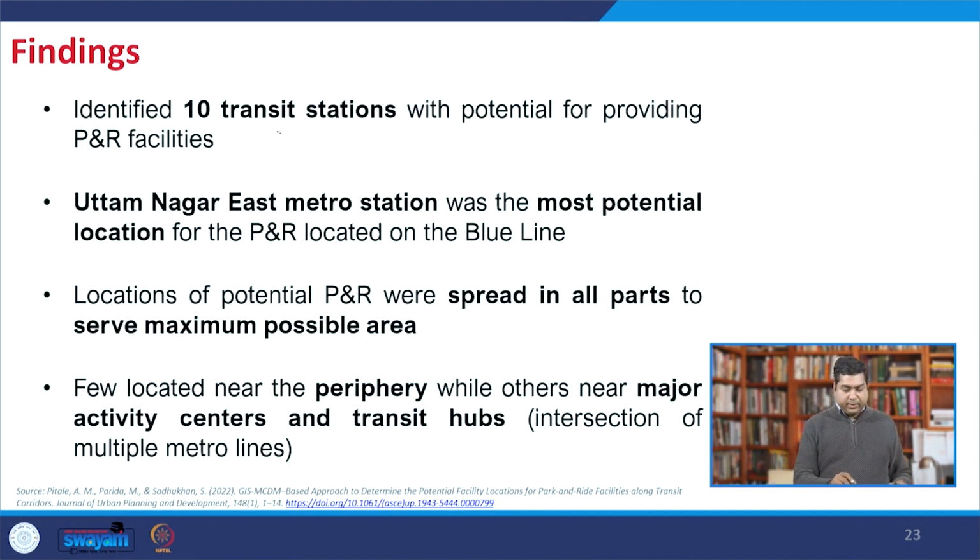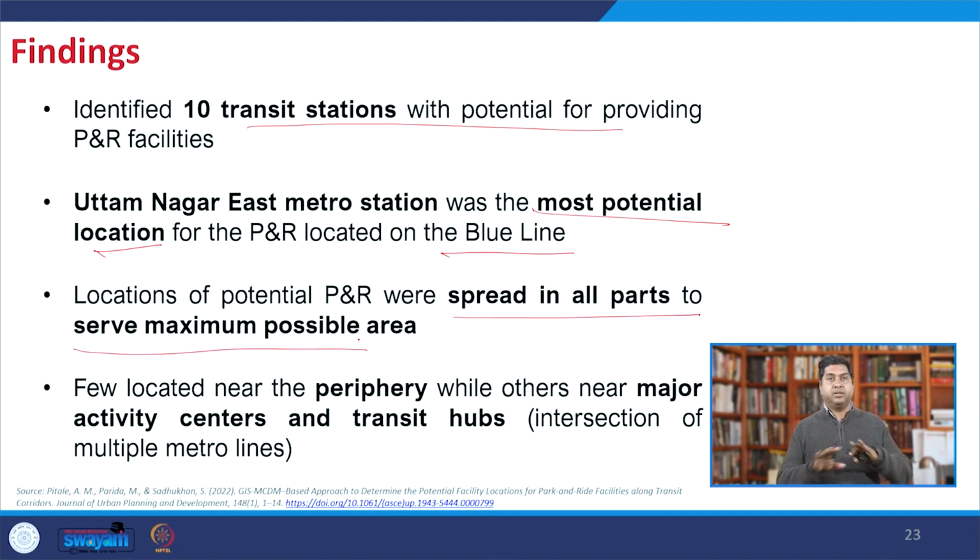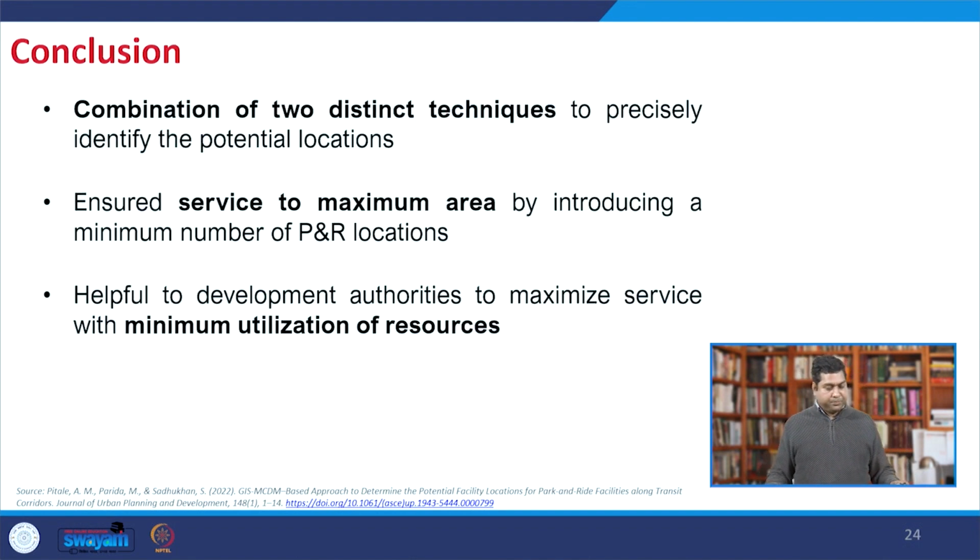So, 10 transit stations with potential of having this kind of PNR facility are identified. Uttam Nagar East Metro Station was the most potential location, which is located on the blue line. The locations of potential park and ride were spread in all parts to serve the maximum possible area, the periphery and also the non-periphery area. Few are located near the periphery while others are near major activity centers and transit hubs, so that has a proper distribution.